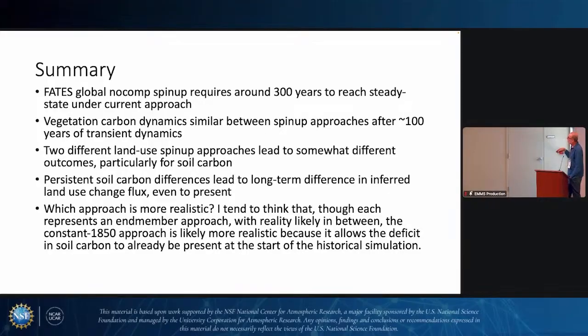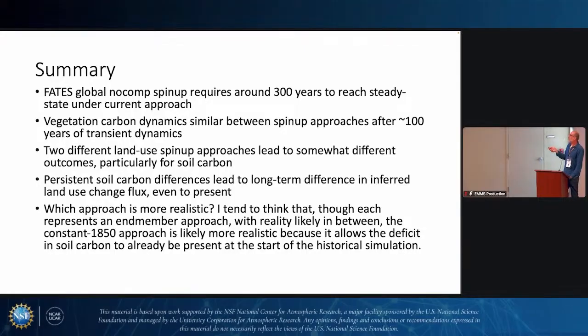And these persistent soil carbon differences lead to long-term differences in the inferred land use change flux that just persist in time, even out to the present. Partially, this is going to be an artifact of the C3 grass issue in this particular run. So hopefully rerunning it, this will partially, I suspect, go away, but I don't think it'll fully go away. I think this is pointing to a real thing, which is that soil carbon has huge memory, and these decisions about how we spin up the model have long-term implications in the persisting carbon budget.